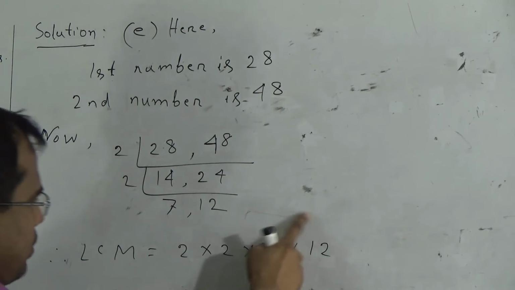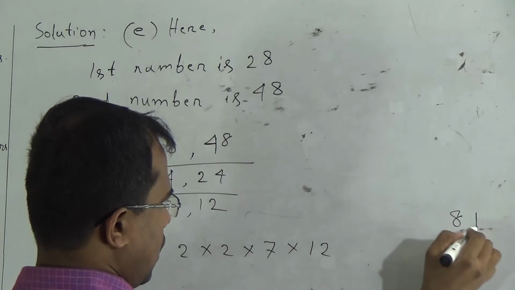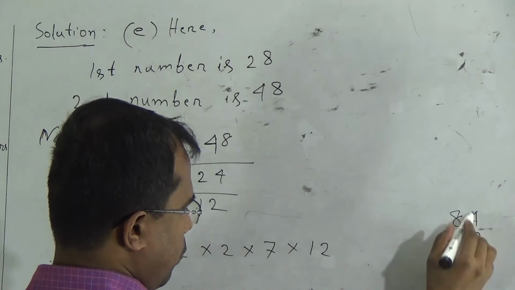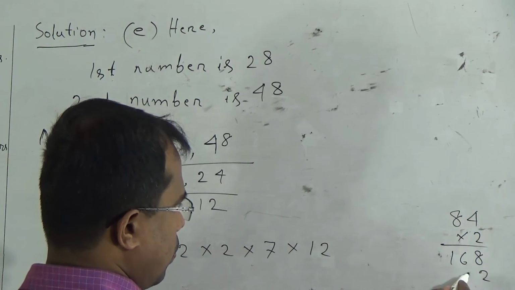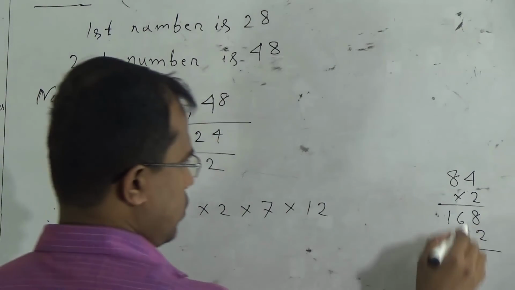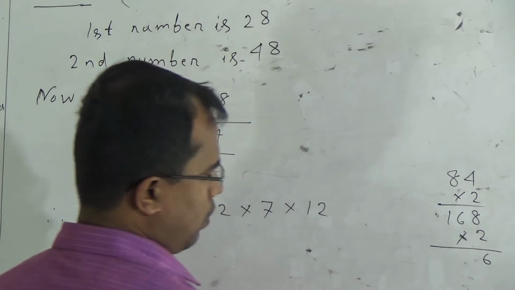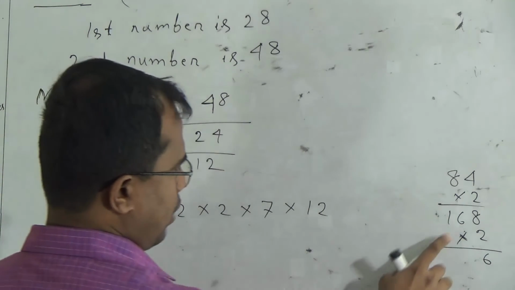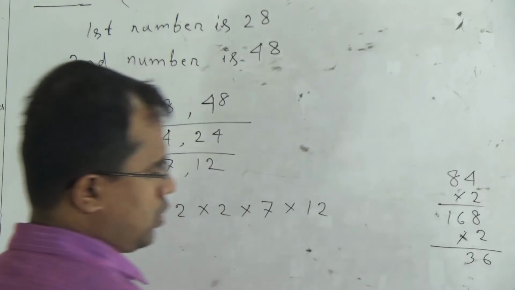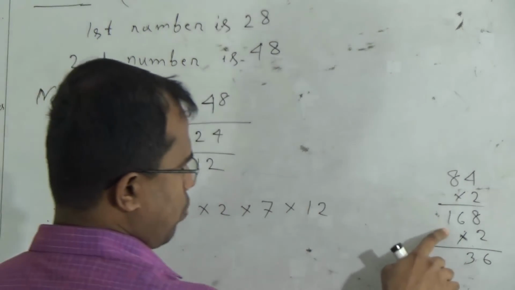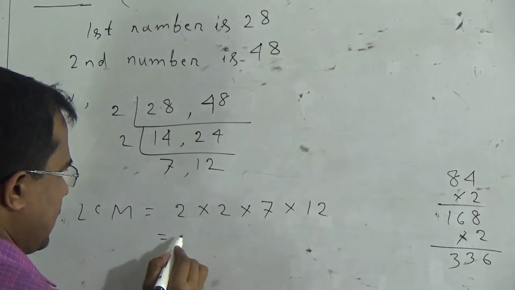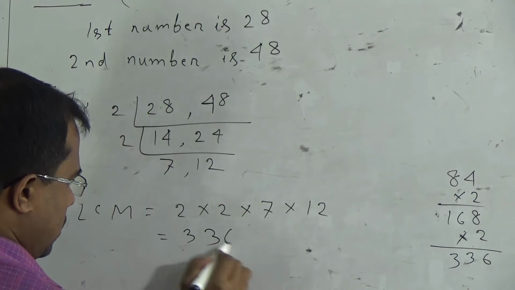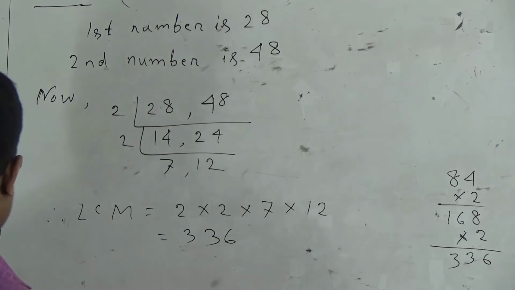Here 7 twelves are 84, and 84 twos are 168. 2 eights are 16. From 16 we will write 6 carrying 1. 2 sixes are 12, 12 plus 1 equal to 13. From 13 we will write 3 carrying 1. 2 ones are 2, 2 plus 1 equal to 3. That means 336. Here LCM will be 336. Now we will write HCF or GCD.